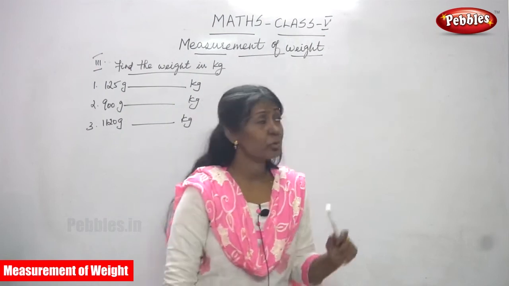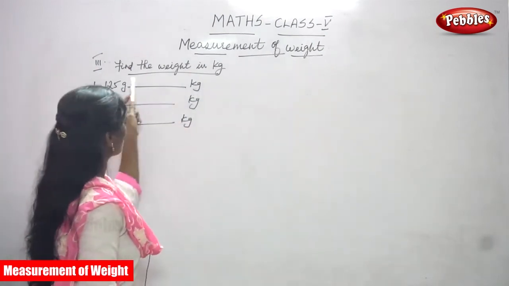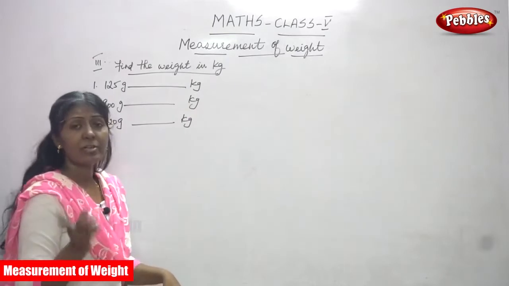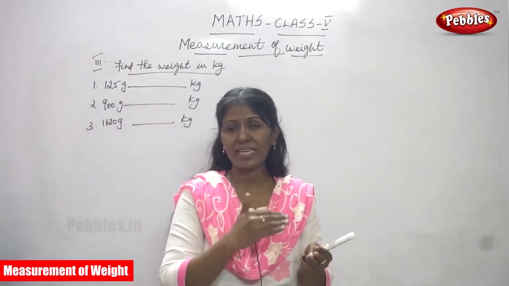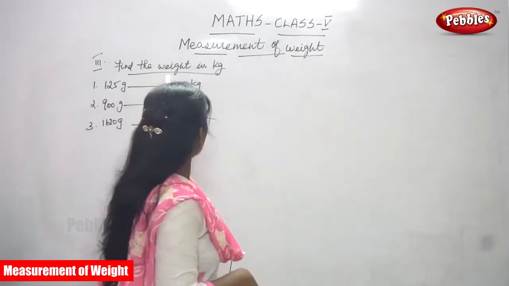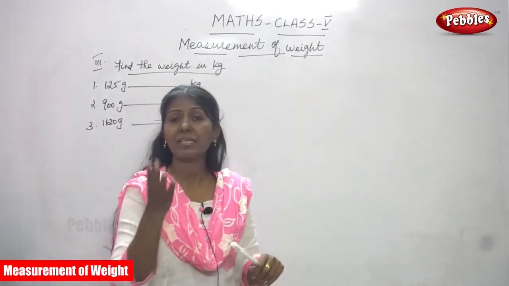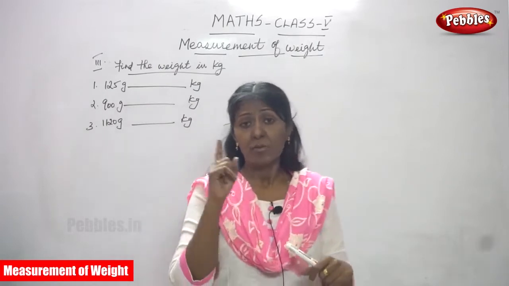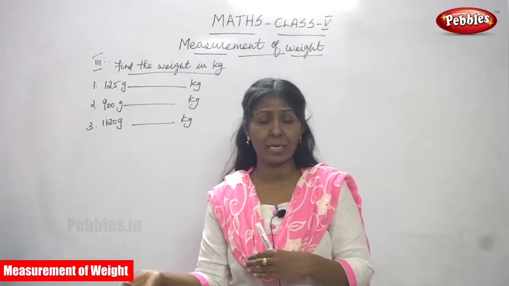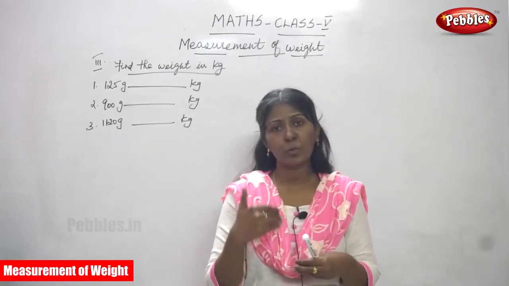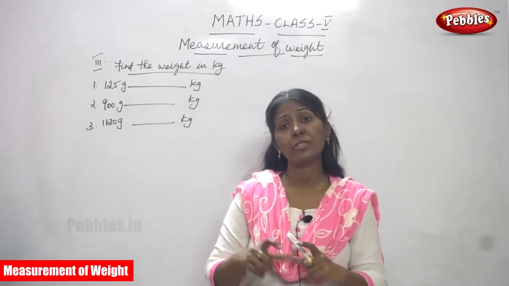Now we are going to do the next subdivision, find the weight in kilogram. First we have done the same subdivision, but only they find the weight in gram. That means we convert first to second. In the first subdivision they have given kilogram, we have to convert kilogram to gram. The second subdivision, find the weight in gram. That means kilogram is converted into gram.